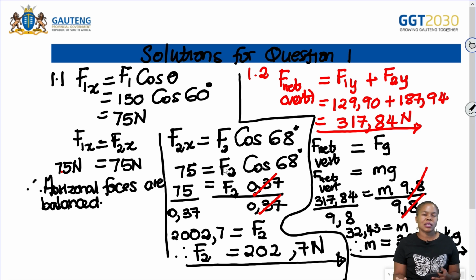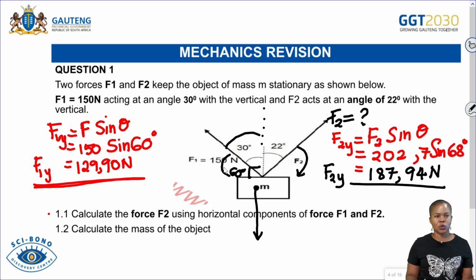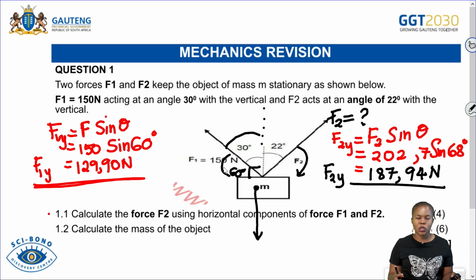Okay, so this is how it's done. I'm going to go through it slowly on how we answered this question so that we are able to see what we should be doing for question number 1. Let's first look at the question, what it said. It said two forces, F1 and F2, keep the object of mass m stationary as shown in the diagram below, and then we're given the diagram.